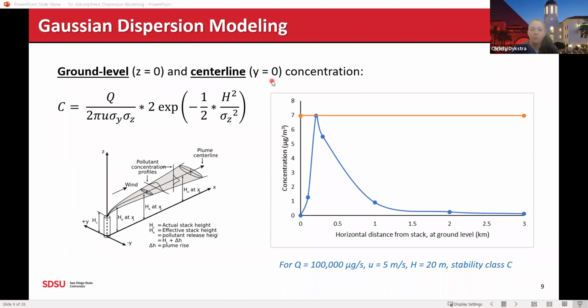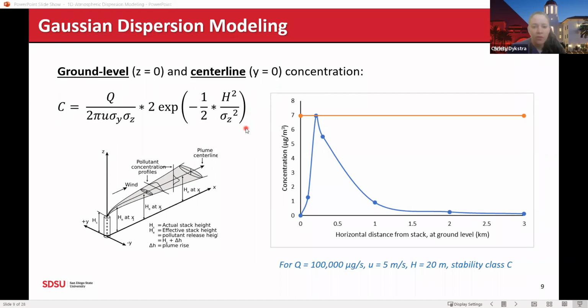The reason for that is because we know that the highest concentration will always be along the center line of that plume. So that means that if we're concerned about, let's say, the maximum downwind ground level concentration, it's going to be along that x-axis. And so we can rewrite a new equation that's a little bit more simple than that big long equation that we showed a moment ago. We can rewrite this with Z equals 0 and Y equals 0, and that simplifies to this equation right here.